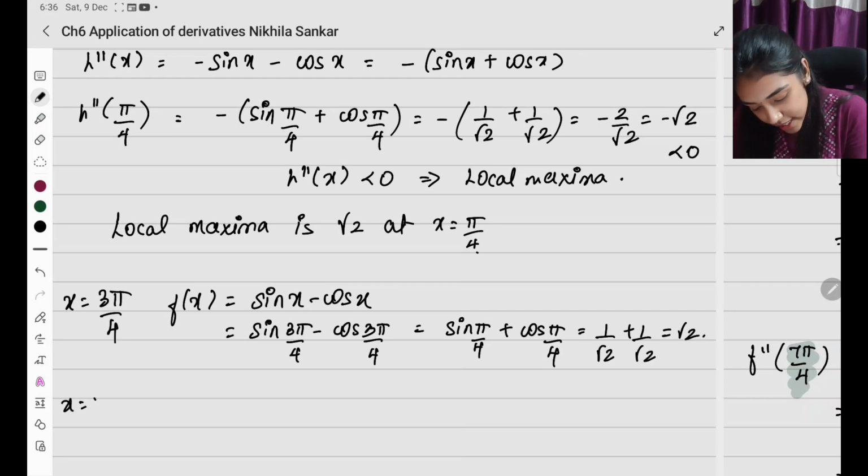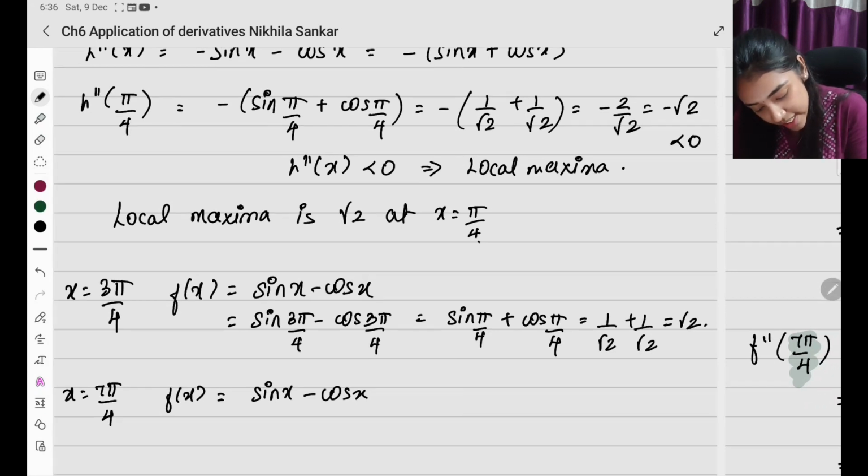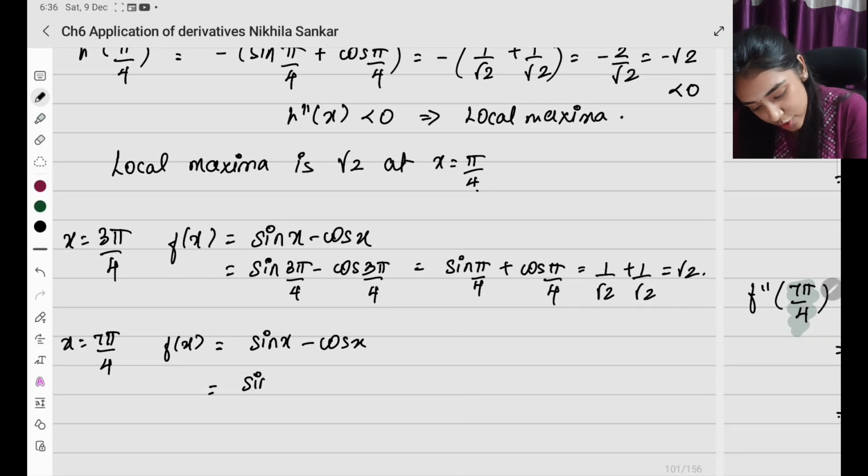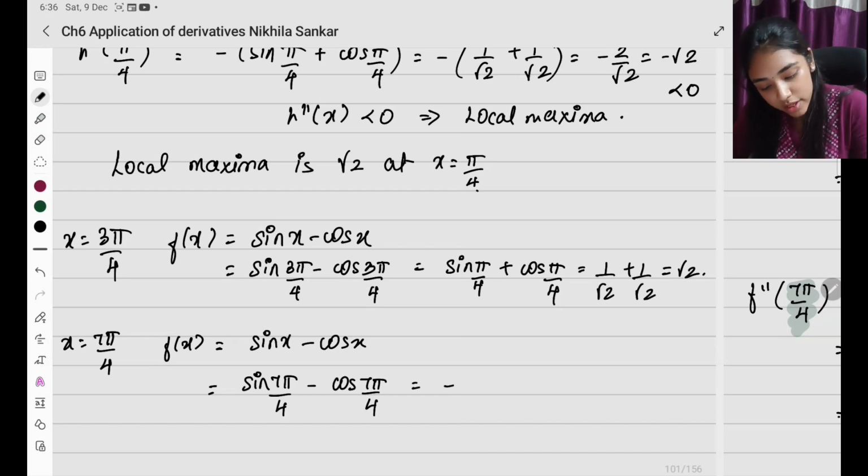And when x is equal to 7 pi by 4, I have f of x equals sin x minus cos x. When I substitute the value, it is going to be sin 7 pi by 4 minus cos 7 pi by 4. We are talking about the fourth quadrant. So sin is going to be negative, so minus sin pi by 4. Cos is going to be positive, so minus cos pi by 4. Taking minus common, I'll have a minus root 2.